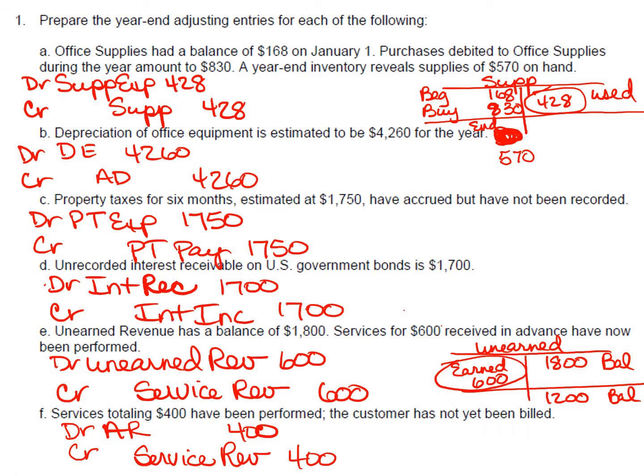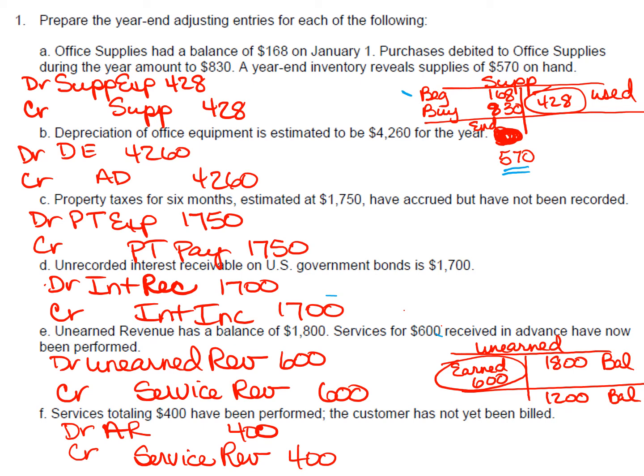So let's see what these actual adjusting journal entries look like. It tells us that at the beginning of the period, we had a beginning balance in supplies of $168, and then we went out and we purchased $830 worth, and when we purchased them, we debited supplies, credited cash. Now we're at the end of the period, and there's $570 of supplies in the supply cabinet. So we must have used 428.